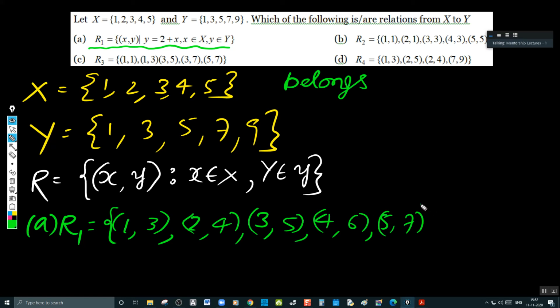This is what we wrote according to the given condition. Now, what you have to see is that there is no problem with the first elements, because 1, 2, 3, 4, 5 have been chosen from X only. But for the second elements, you have to check whether they are lying in it or not. 3 is very much there, but 4 is not there. 5 is there. 6 is not there. And 7 is there. Because these 3 elements are not there, it is not a relation.